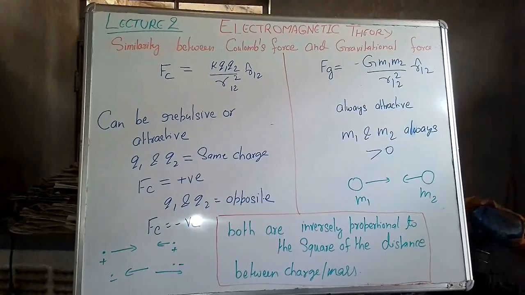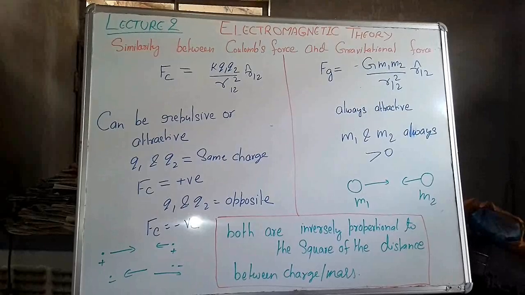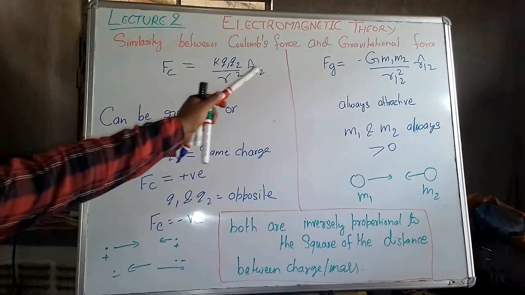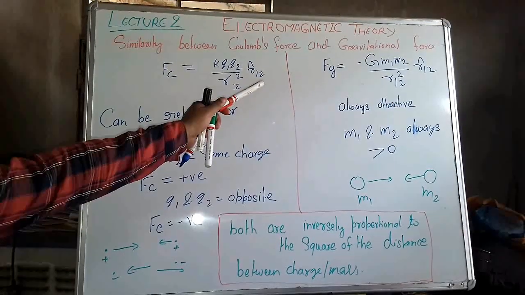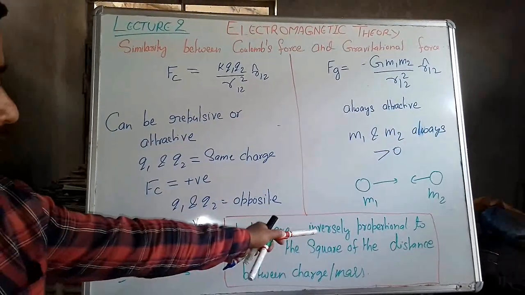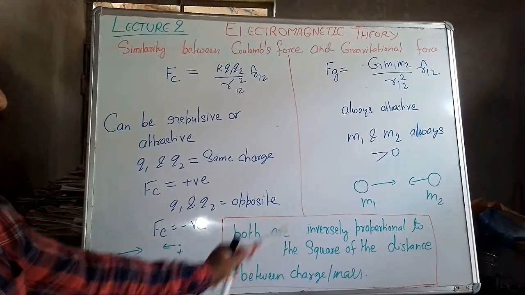Now there is some similarity between Coulomb force and gravitational force. As we know, F equal to K Q1 Q2 by R square, and gravitational force F equal to minus G M1 M2 by R square. It means both are inversely proportional to the square of the distance between the charges or masses.